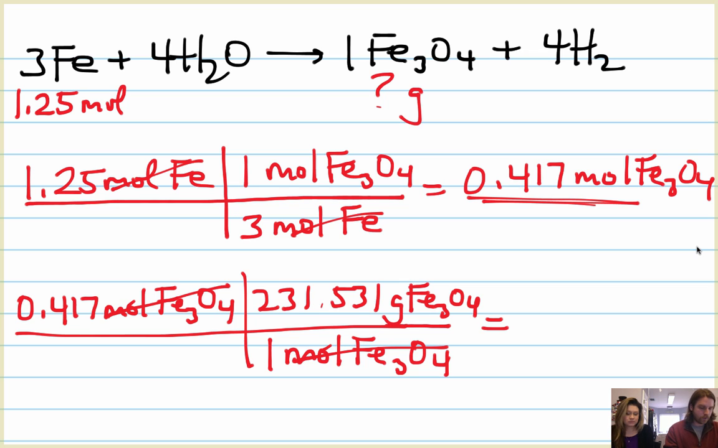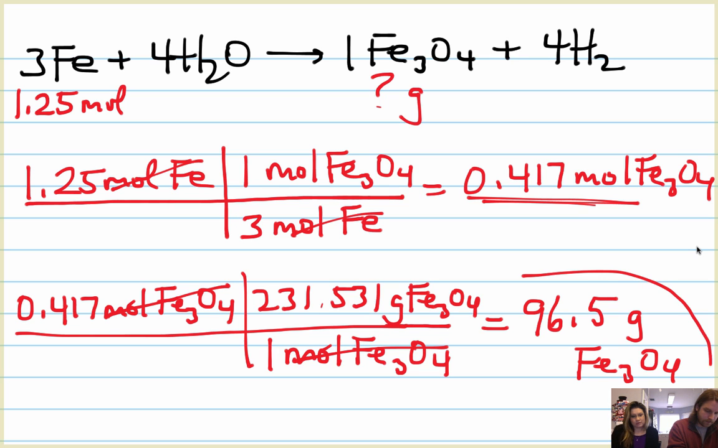So moles cancel out here. Then we do the moles times the molar mass divided by 1. And that's going to give us approximately 96.5 grams of Fe3O4. And that is your answer. So if I start with 1.25 moles of iron, I get 96.5 grams of Fe3O4, assuming there was enough water to make the reaction happen.